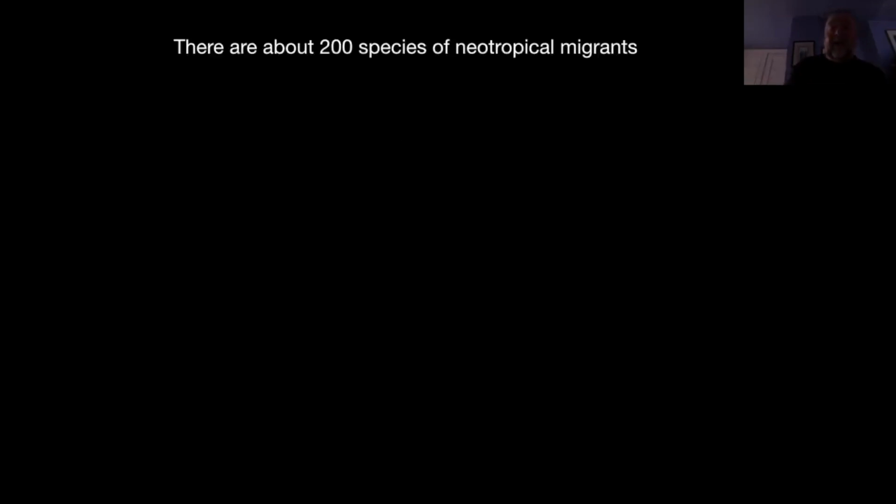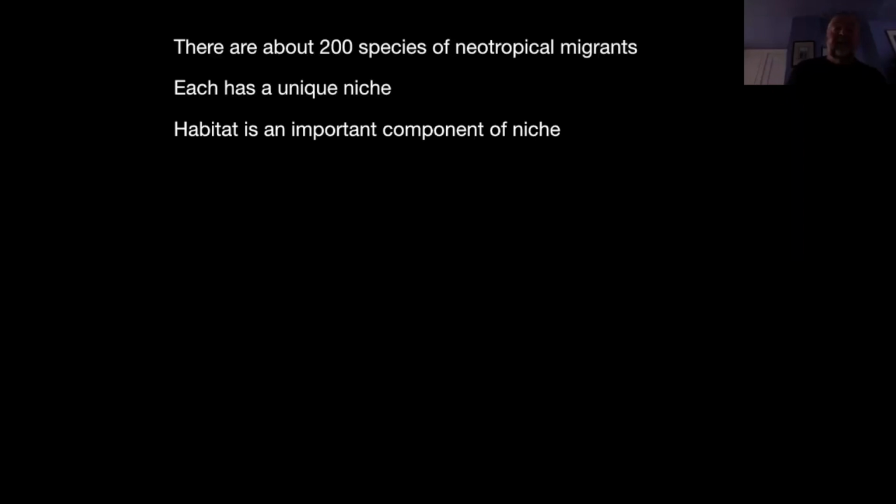Depending on how you categorize it, there's around 200 species of neotropical migrant birds. And each one has a unique niche. We wouldn't have different species if they had the exact same habitat, the exact same requirements, the exact same food and feeding strategies. And that's one of the things we're going to be looking at tonight. Habitat's an important component of niche, but not the only one. And so we're going to look at some of these birds and their habitats and their ways of living.